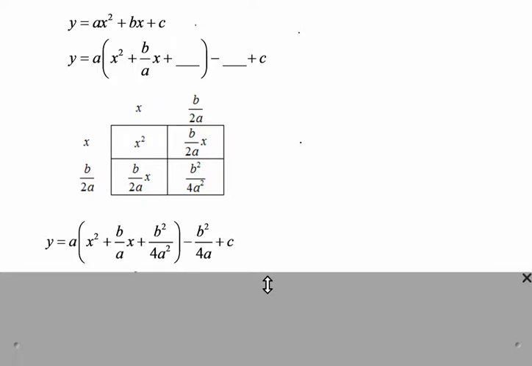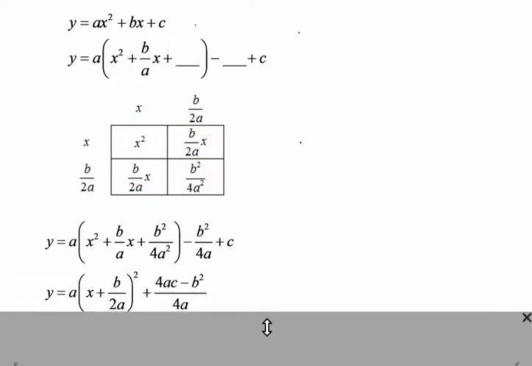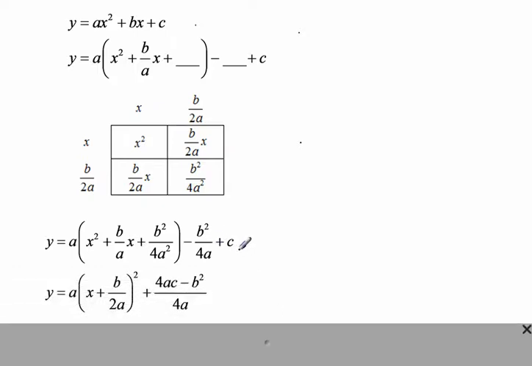Now the next thing I'm going to do is get a common denominator and add these two terms. So I multiply this c right here by 4a over 4a, and it becomes 4ac over 4a, and I subtract b squared over 4a. Common denominator right there is 4a. So now I've got my quadratic right here in vertex form, and that's what I'm going to use. I'm going to use the quadratic in that form right there.